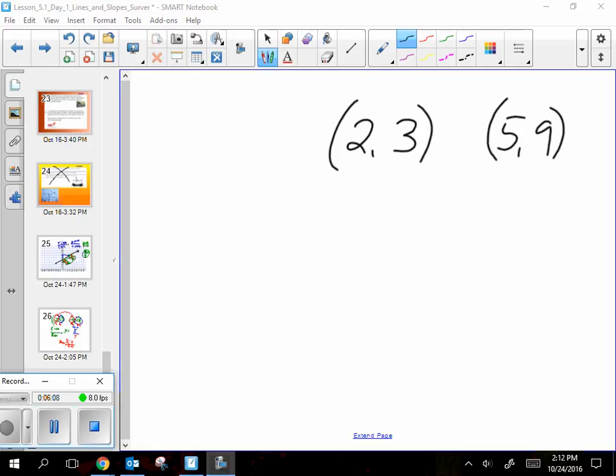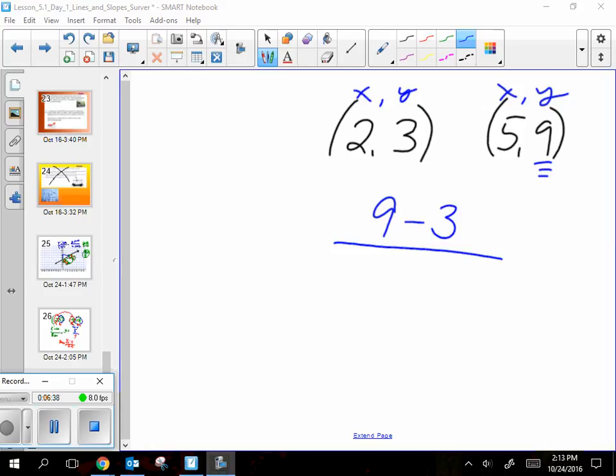So which ones are the Y's? Well, always say the X's first. So in this point, X is 2, and Y is 3, and X is 5, and Y is 9. So I hope by now you figured out that the position of these things is always X then Y. Did you know that? If you didn't know that, it's true. And the rise are the Y's. So then we can go 9 minus 3. Notice I start with the second point you have, over 5 minus 2. Have you got that already?